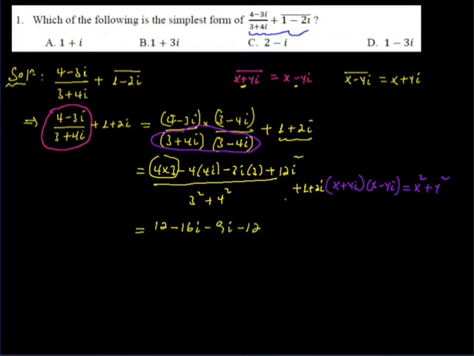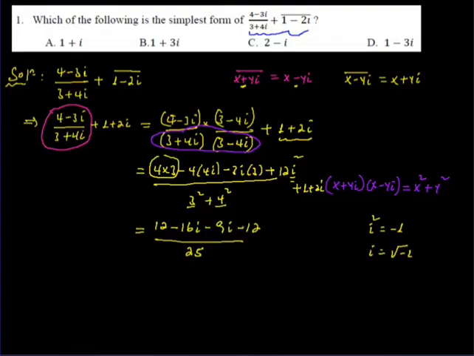i square is minus 1 because i is the square root of minus 1. So in place of i square, you can substitute minus 1, over 25. 3 square plus 4 square is 25.